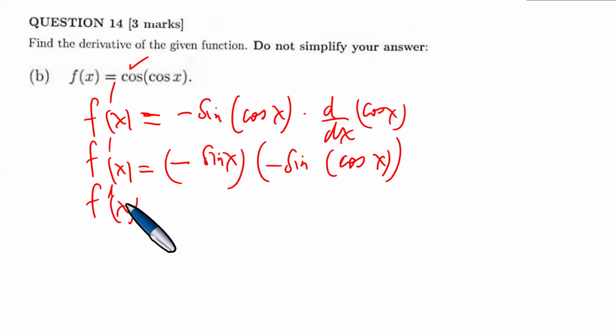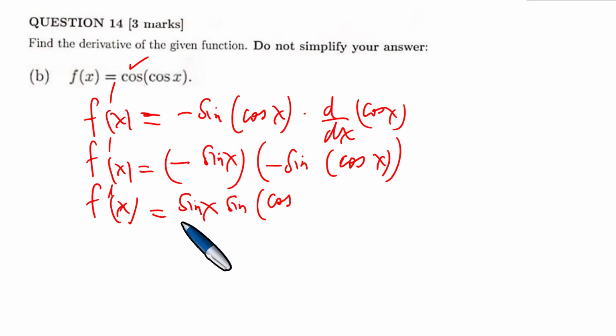F prime is sine x times sine of cosine x. Right, so it's sine x and that. Okay, obviously you don't need to simplify your answer. In which case, you can leave your answer in any of the forms that have actually been obtained, but you can write your answer exactly like so.